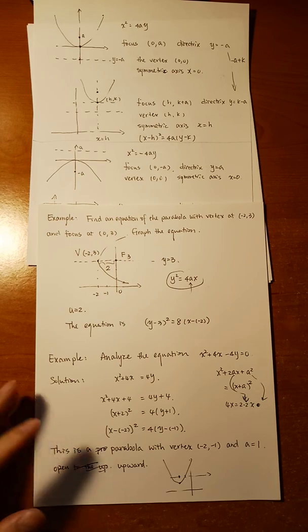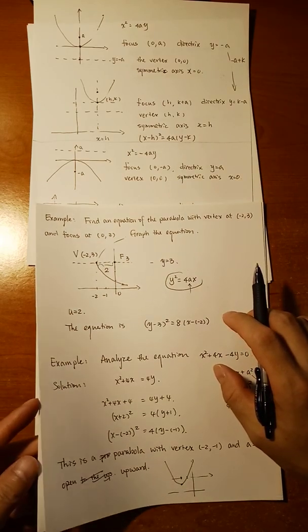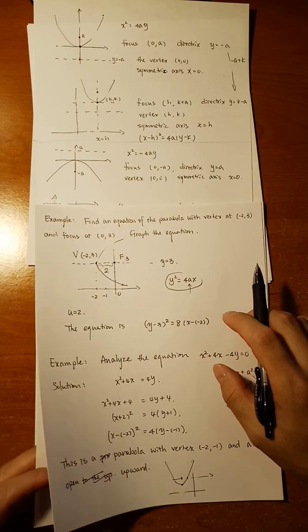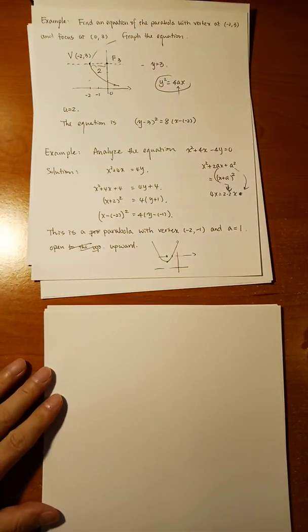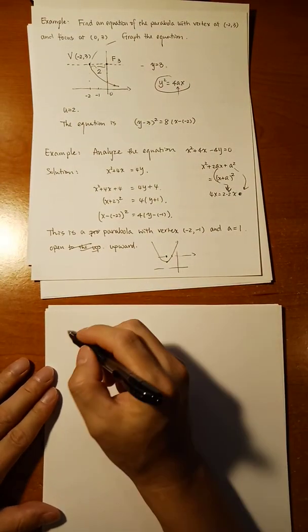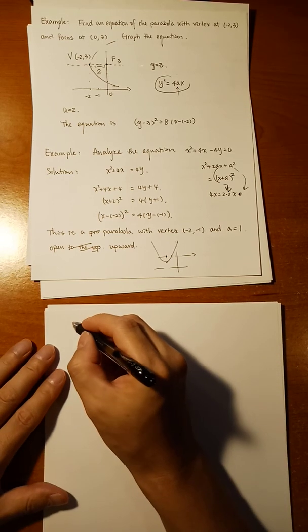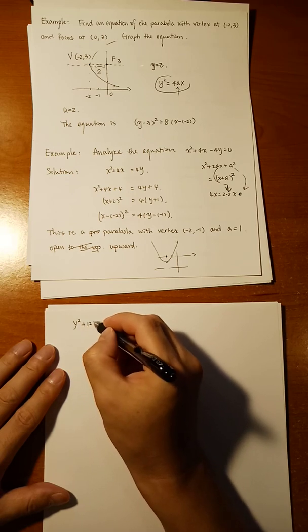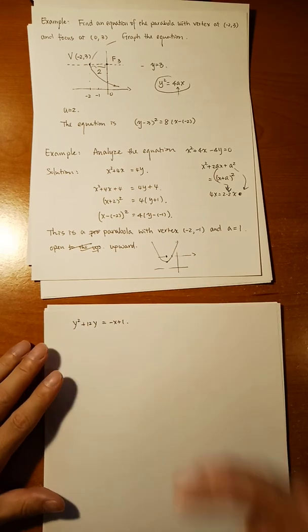Okay, now let's do one more example. Let me see if I can find a good example. Okay. For example, let's do this one. y squared plus 12y is equal to negative x plus 1.